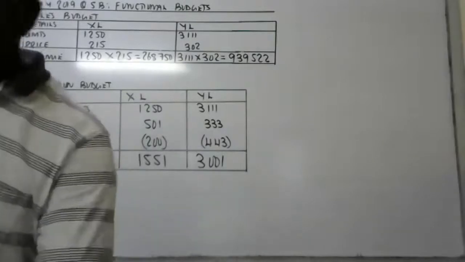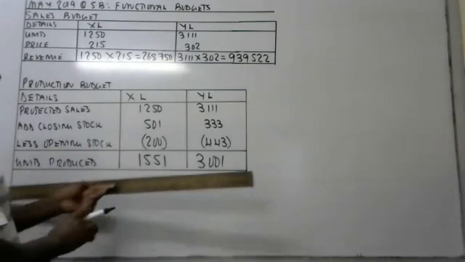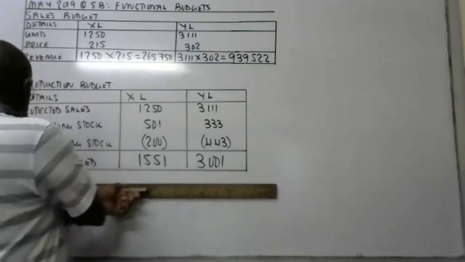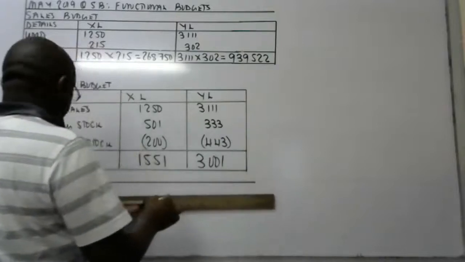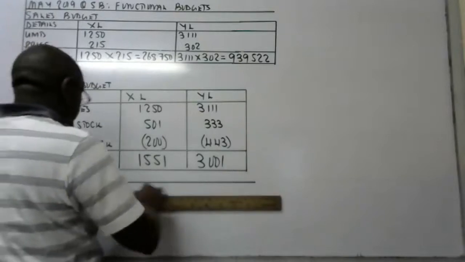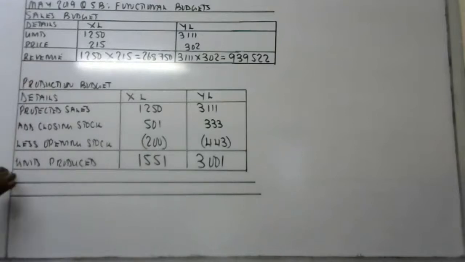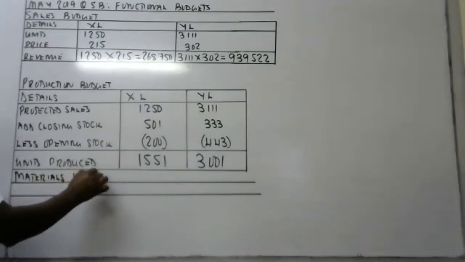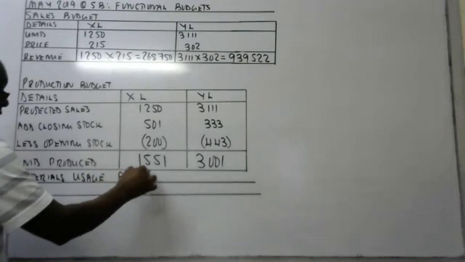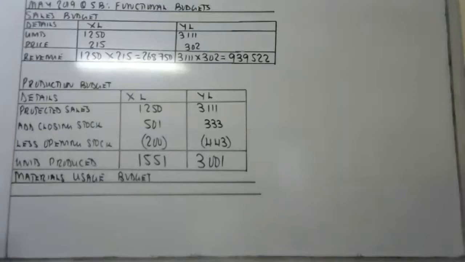Next is the materials usage budget. So we have details. We have product XL, followed by product YL, and then the total.